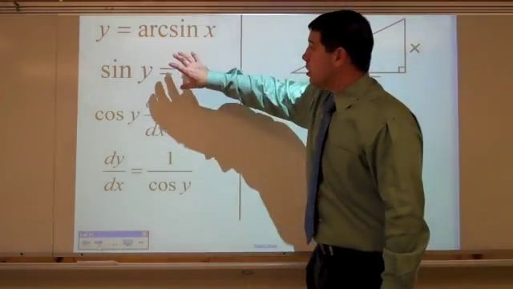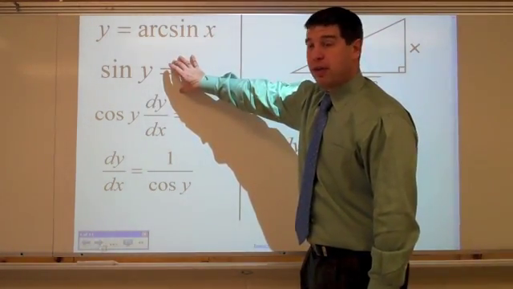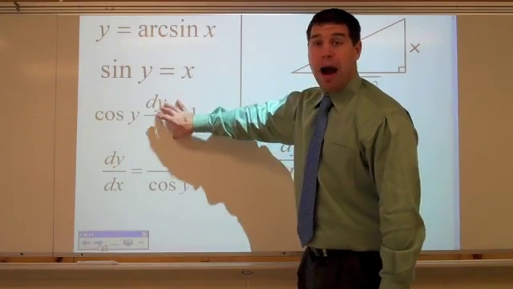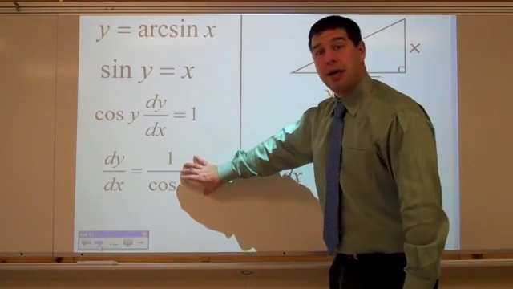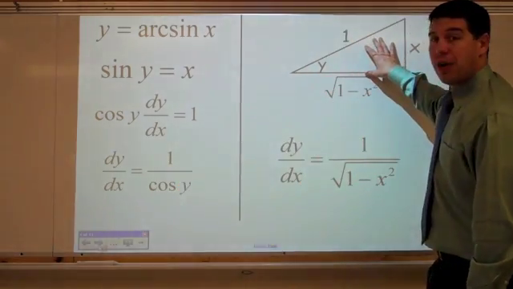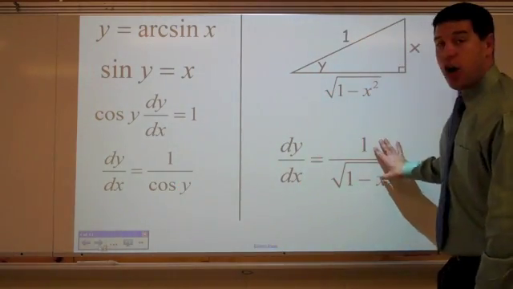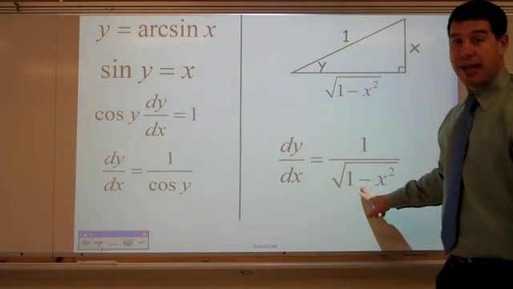So we rewrite this in normal trigonometric terms, derive with respect to x using implicit differentiation, simplify, use a right triangle to figure out the ratios, and get our derivative in terms of x.